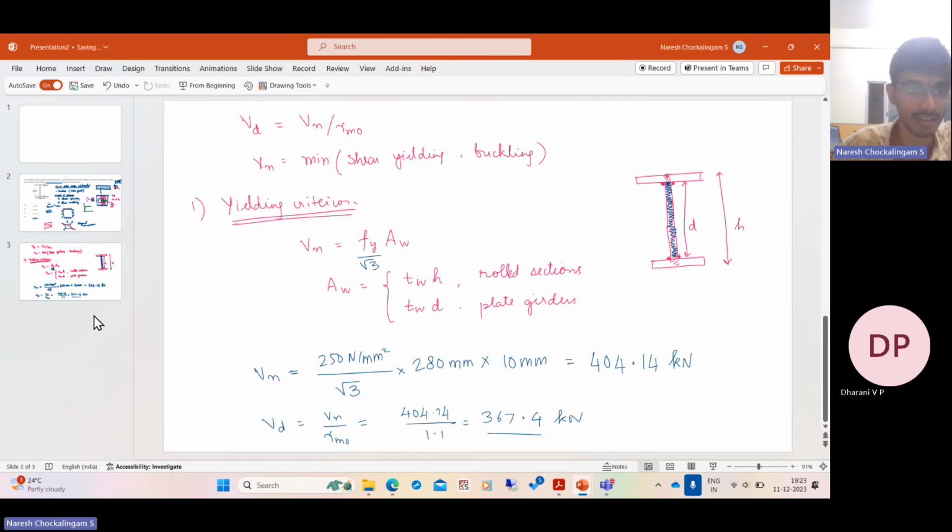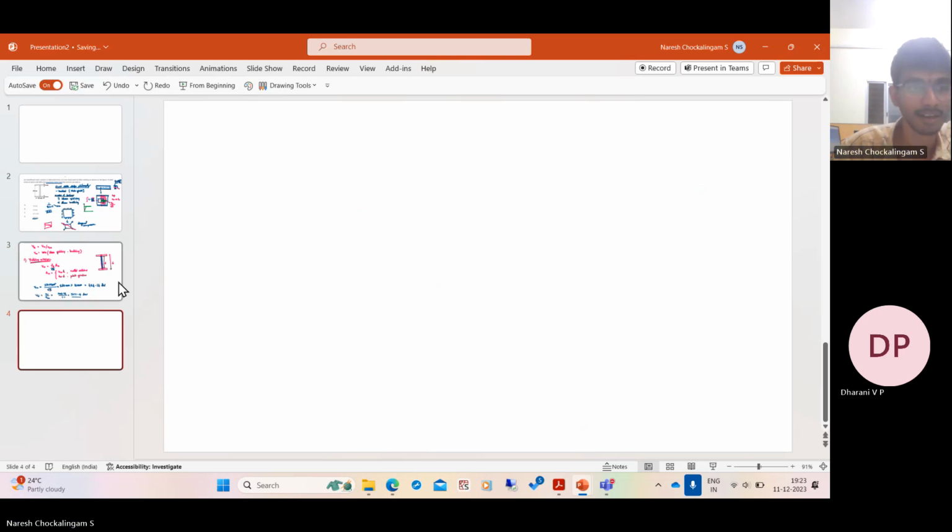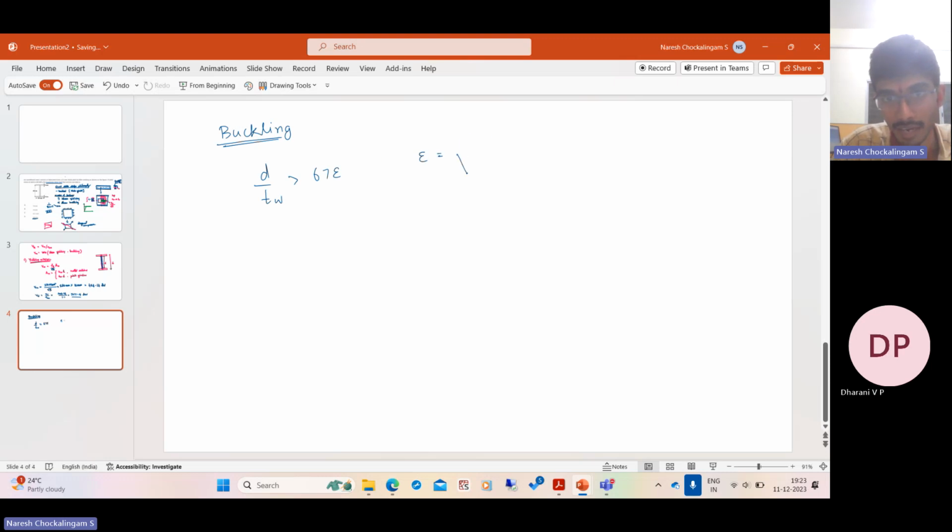And you have to check, of course, in this case, it is pretty much clear that it is governed by yielding, but you can check the buckling criteria. So the code says you need to design the web under buckling only if d by tw is greater than 67 epsilon, where epsilon is square root of 250 by fy. In this case, fy is equal to 250. Therefore, epsilon is equal to 1. So you just have to check whether d by tw is greater than 67.